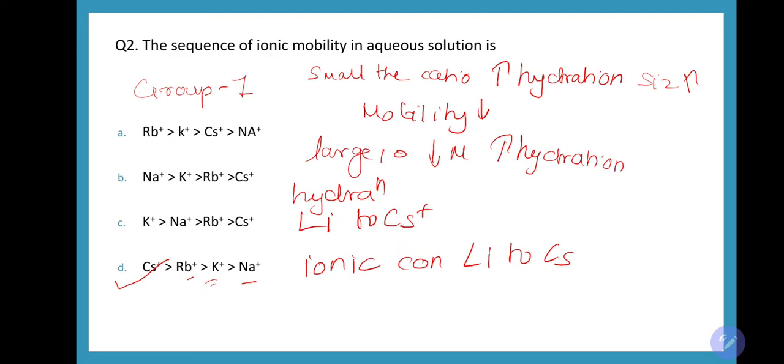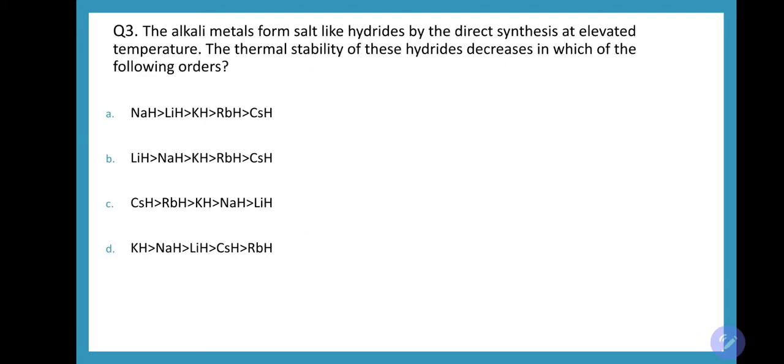Now let us go for the next question. The alkali metals form salt-like hydrides by direct synthesis at elevated temperature. The thermal stability of these hydrides decreases in which of the following orders? The order is given to you. You have to tell how the thermal stability of these hydrides will decrease.